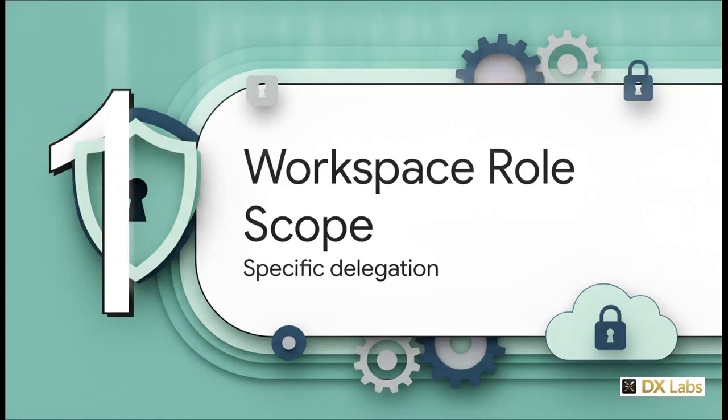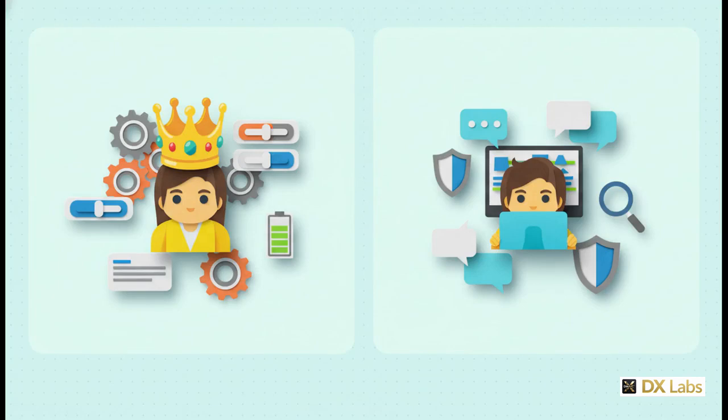Section 1. Workspace Role Scope. Let's look at how this breaks down. Let's translate our BPO analogy directly into Microsoft's technical terminology. Within any given workspace, you basically have two primary roles, the owner and the contributor.